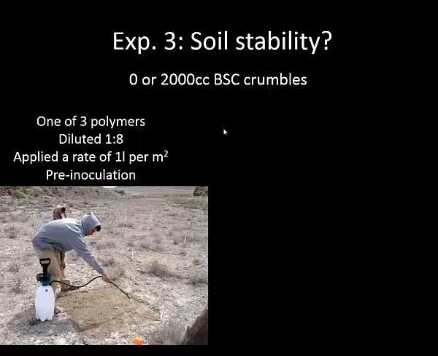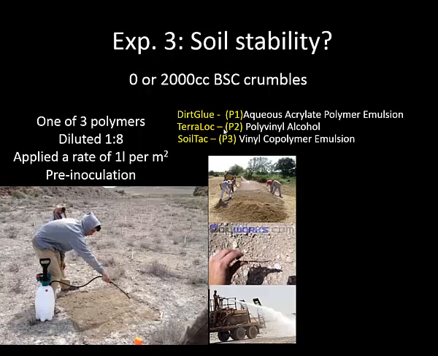The first thing that we tried were these polymers, or polyacrylamides. They're called, actually, here are the names. We chose 3. These are fabulous names: Dirt Glue, Terralock, and Soil Tack. Don't you guys want to work with those? Anyway, they are all biodegradable and UV degradable, and so they're supposed to be harmless in the environment.